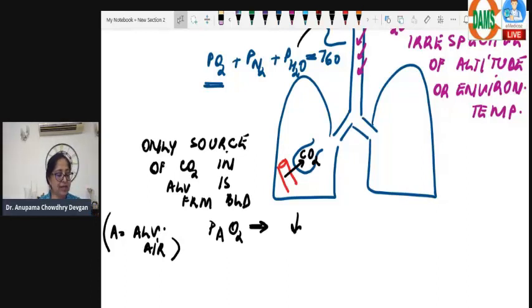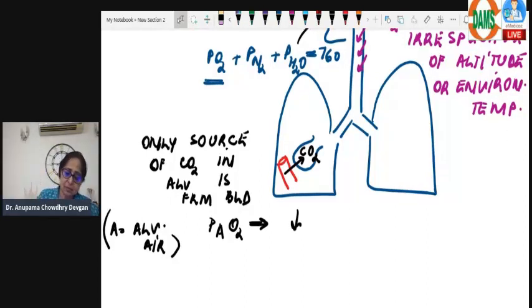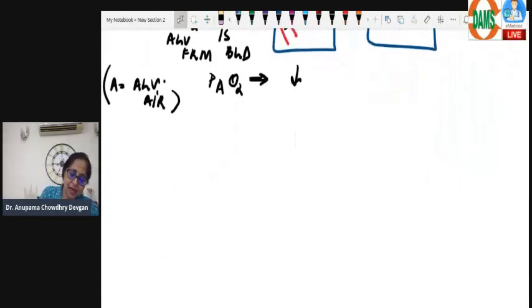Okay. All right. So this is fully saturated. Now, the point I'm trying to make is that alveolar O2 is lower than the partial pressure of oxygen in the atmosphere. So my next point is, how much is the alveolar O2?